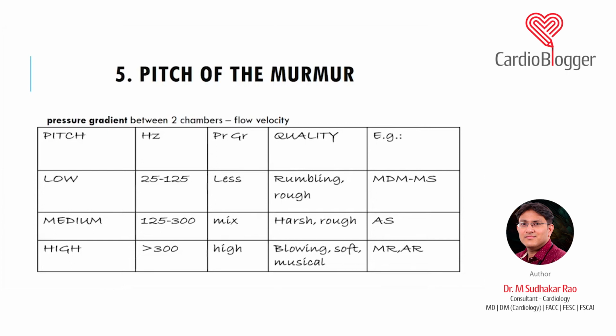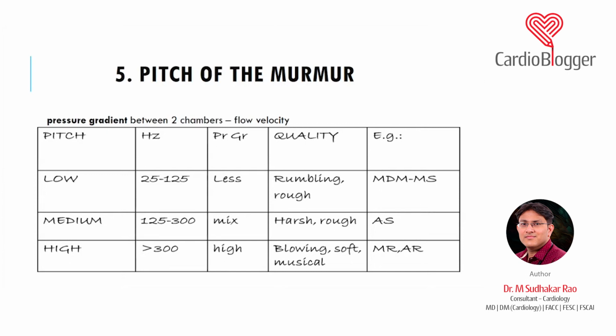So murmurs can be low pitch, medium pitch, high pitch. In your exam they may ask you which are the low pitched events. We know the mitral stenosis mid diastolic murmur is low pitched. I already told you the reason, because the gradient is not much between the LA and the LV. So most of the mid diastolic murmurs are low pitched, except the Austin Flint murmur, which is a mid diastolic but high pitched murmur. Most of the other mid diastolic murmurs are low pitched.